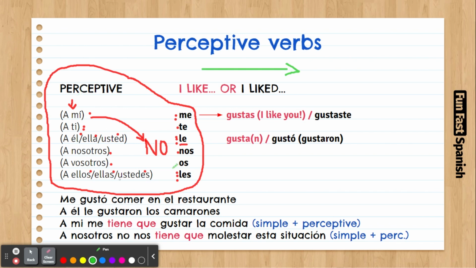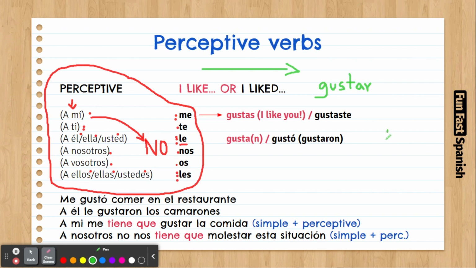Now, let's have a look at this part here. So this is the perceptive structure. This is great. This is good. But now let's concentrate on the verb that you're going to put afterwards. In this case, we're going to talk about the verb gustar. So gustar is to like. We are going to study this in present tense and past tense today. So you're going to learn how to say I liked it. This verb is going to be conjugated according to the thing you are referring to.